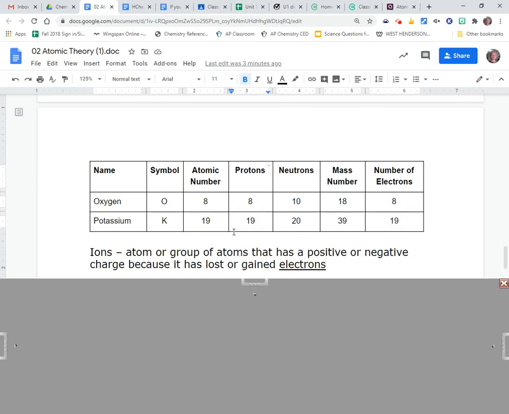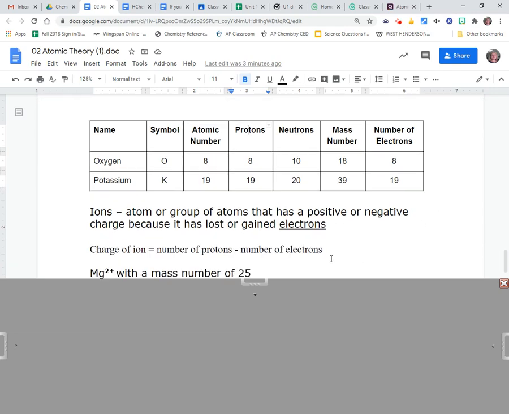I tend to look at it as a balance between positives and negatives. You can also use something like this. The charge of the ion is the number of protons minus the number of electrons, and that can help you calculate the charge. So protons, neutrons, and electrons for Mg2+ with a mass of 25.